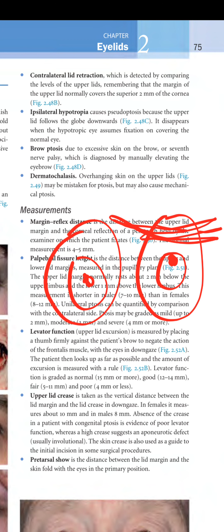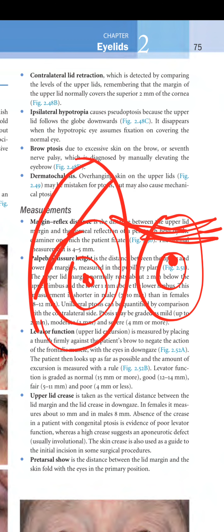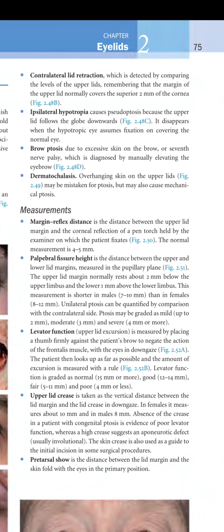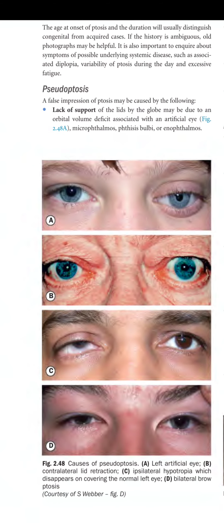But whenever you cover this eye and the hypotropic eye takes fixation, the ptosis also normalizes. So this is called false ptosis or pseudoptosis. In this case you can see B is showing the contralateral lid retraction, so you know that this eyelid is retracted a little bit, and you can see that it is slightly above the normal margin. This is a normal eye, but it is giving the impression of ptosis.